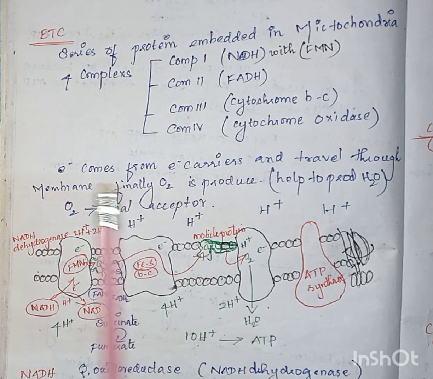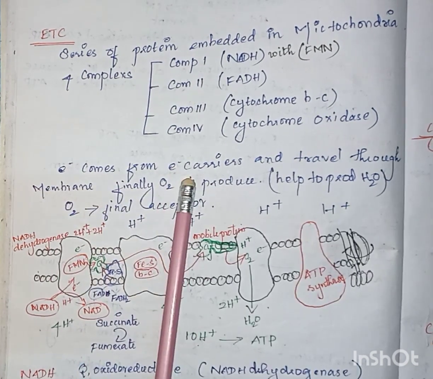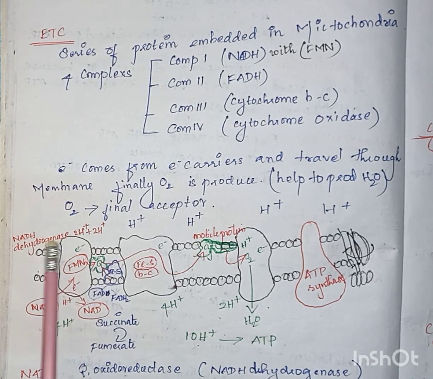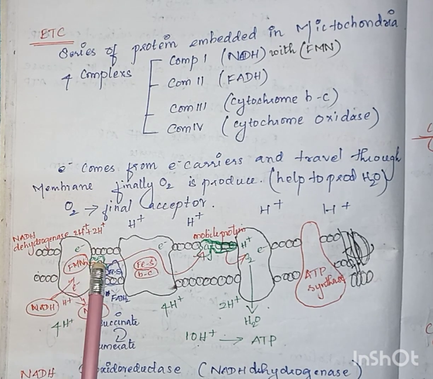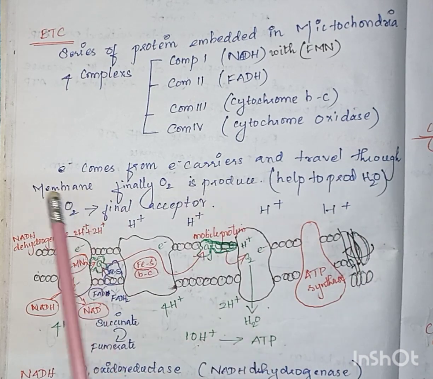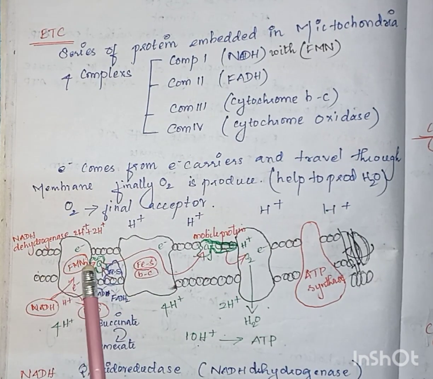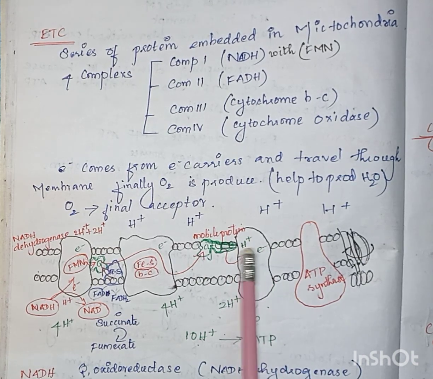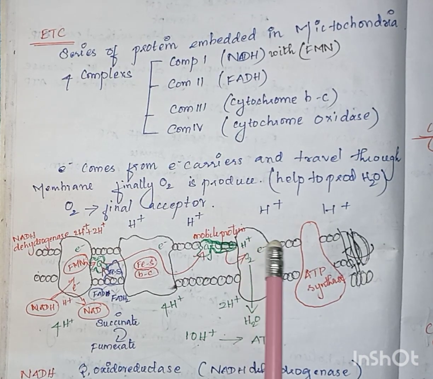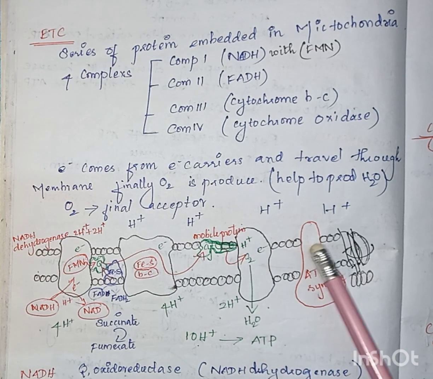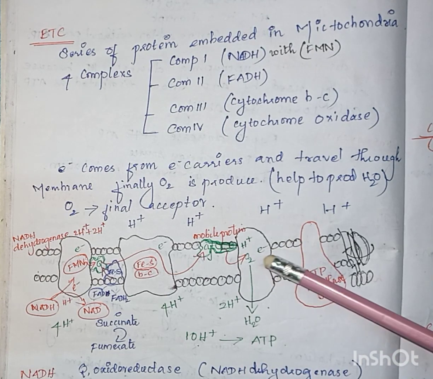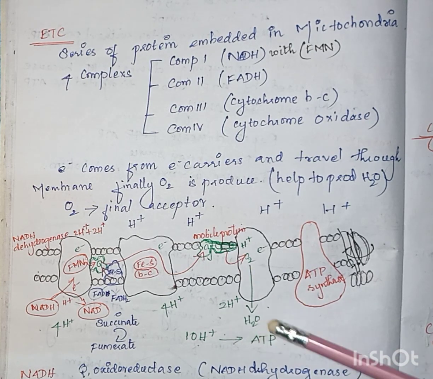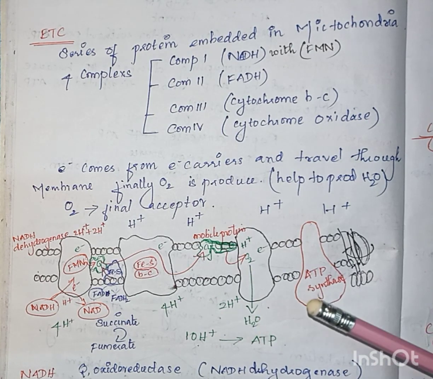The electrons come from the electron carrier. The electrons donated by one molecule are carried through the carrier and travel through the membrane. This is the cell membrane. They are carried through the membrane and finally react with O2, and by this the oxygen helps in the production of water. This is the last stage of the electron transport chain.